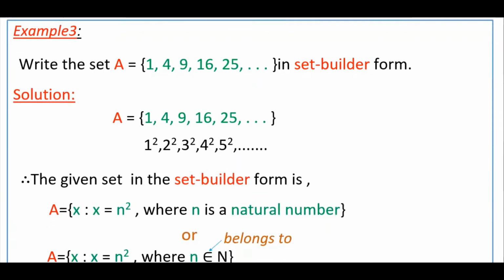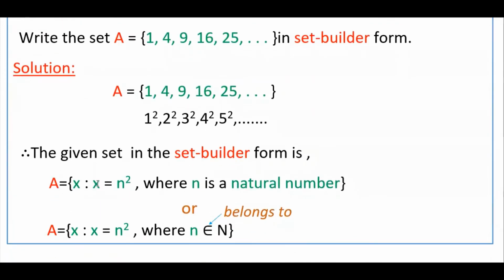A is equal to x such that x is equal to, here these are square numbers, so you can write n square. X is equal to n square, so these are x values, these are the elements, and x is equal to n square because these elements are in the form of square numbers, so n square, where n is a natural number. If you observe all these numbers 1, 2, 3, 4, 5, these are natural numbers, so n is a natural number, or you can write A is equal to x such that x is equal to n square, where n belongs to capital N. Capital N is natural number set. We know that. So you can write like this also.